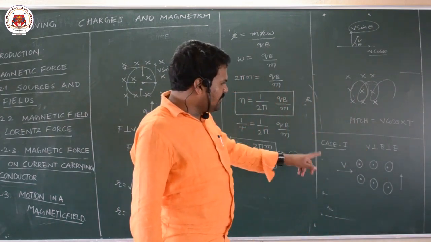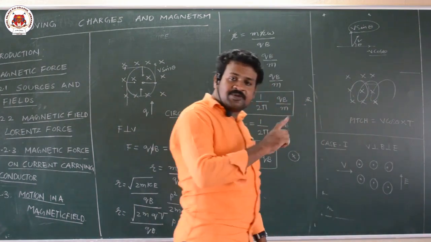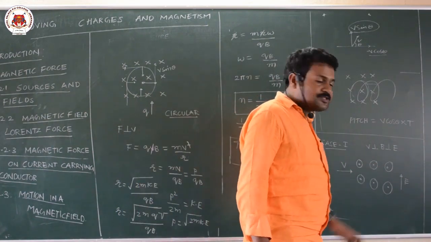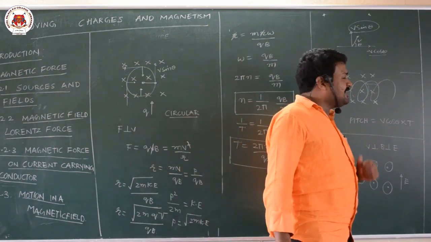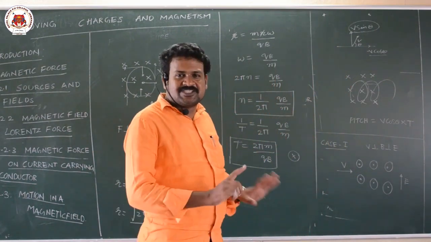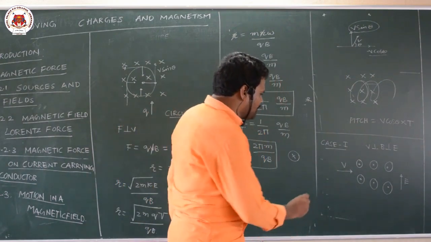Now here the electric field is there. So according to Lorentz force, it should get an electric force. And the magnetic field is there, so it should experience QVB also. Then let us find the directions of the electric force and the magnetic force. Let us see the directions only.